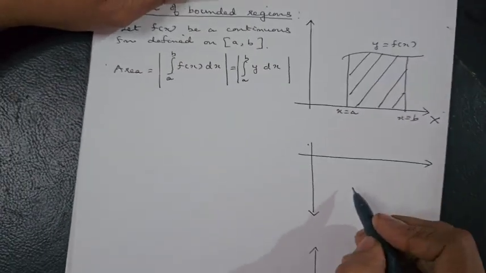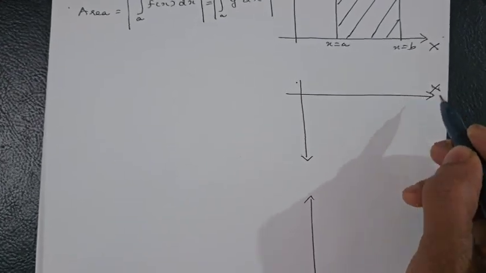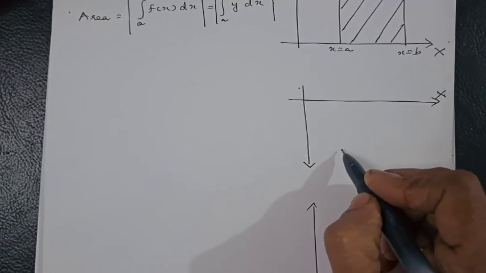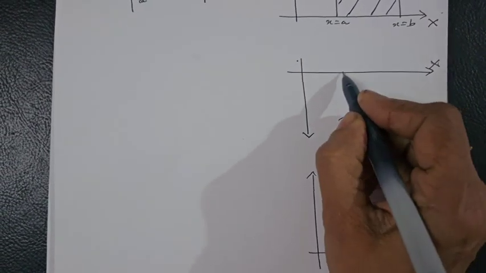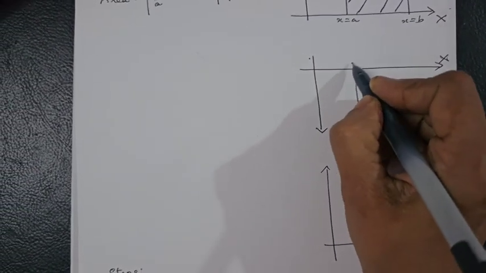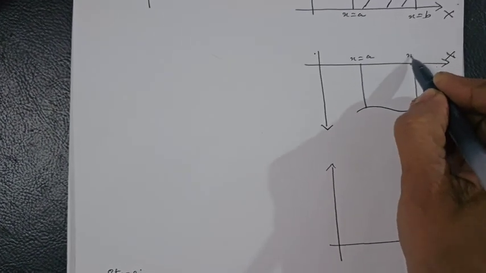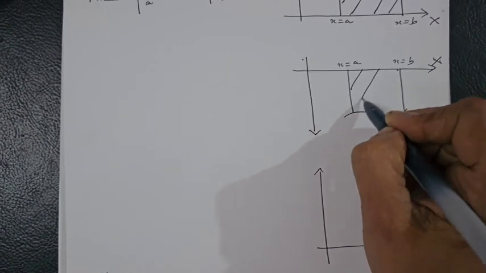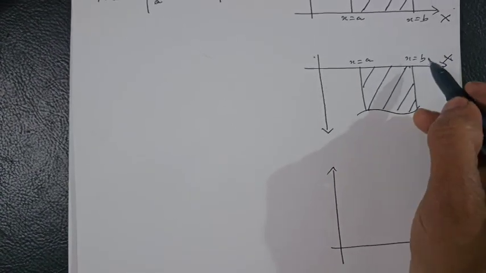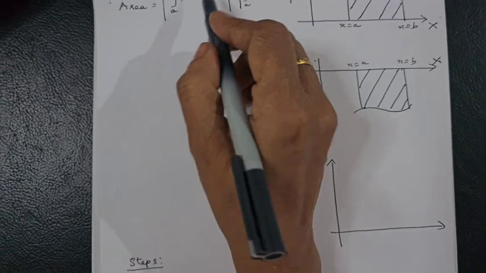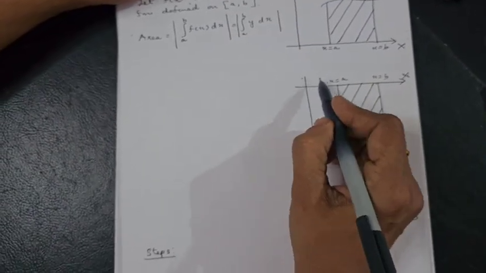And the curve can even be under the x-axis. If this is the curve y is equal to f of x, and the lines are x is equal to a here and x is equal to b here, this area also can be evaluated using the same formula. Area between any curve, the x-axis and the lines is the modulus of the integral from a to b. So these two cases come under this.